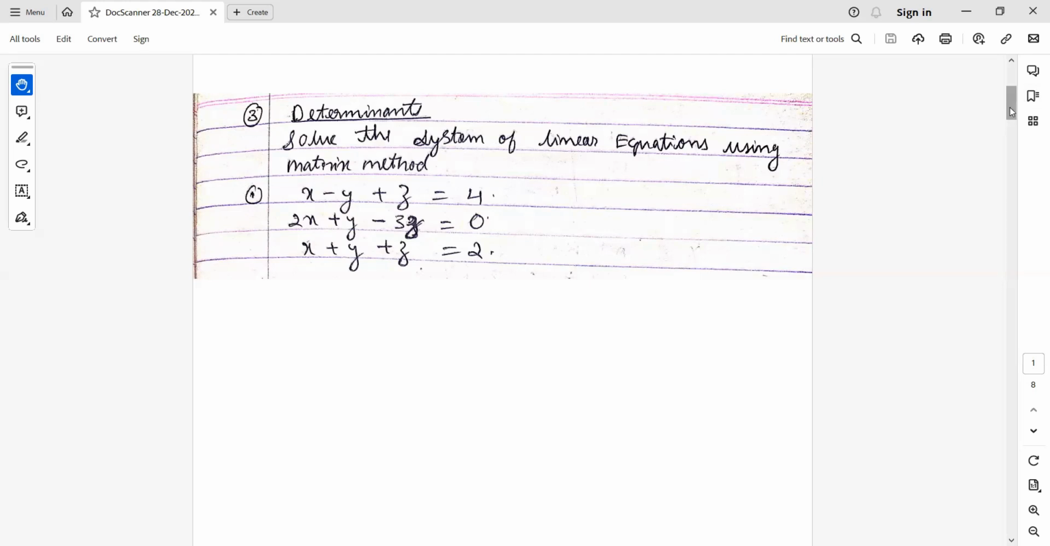So we will continue with the example. 9 marks are occurring here. One 5-mark question is occurring from determinants, that is based on matrix method, and another 4-mark question is also occurring from determinants. So altogether 9 marks.